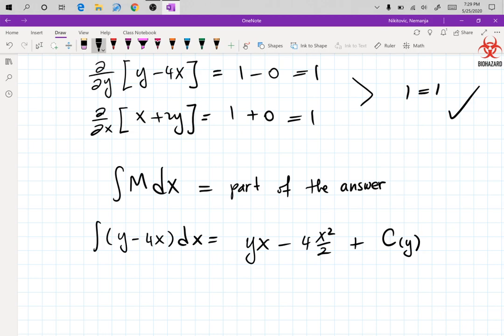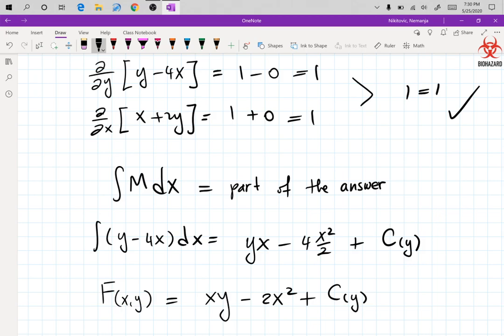So now what we learned is that the answer we are looking for, which is f as a function of x and y, is actually given to us as xy minus 2x squared plus some C, which maybe is a number, maybe is a function of y.